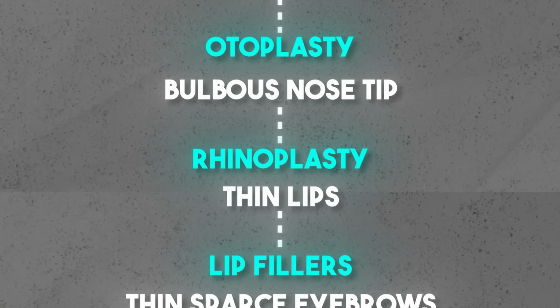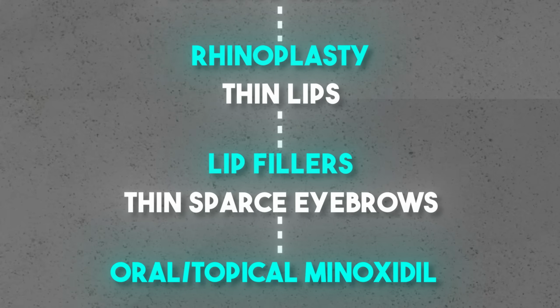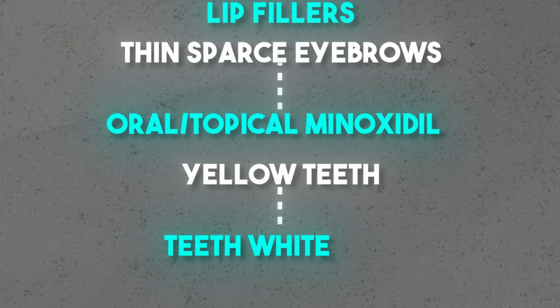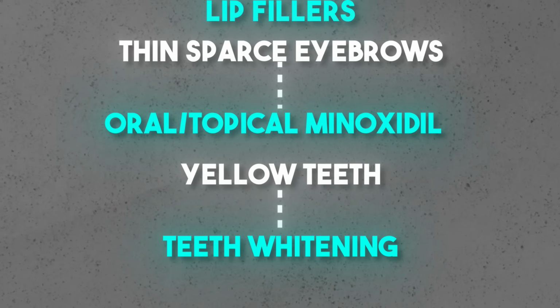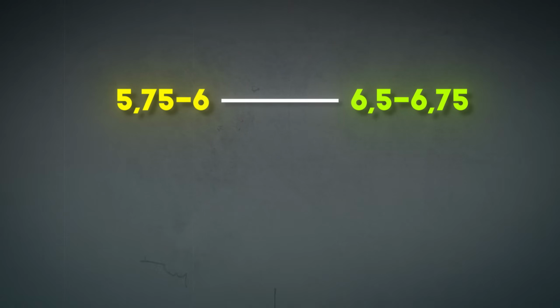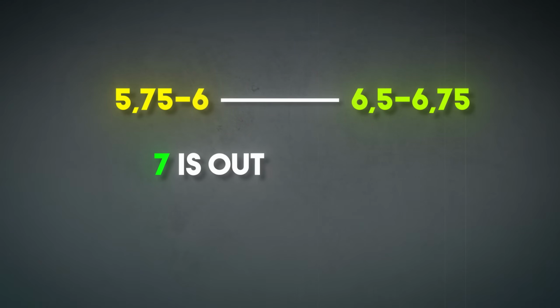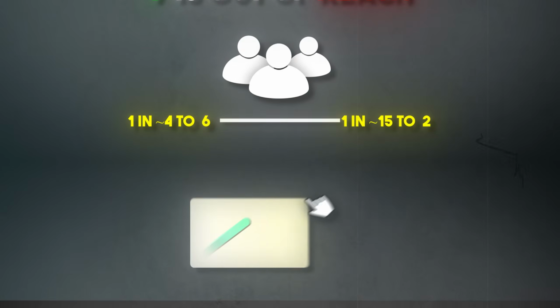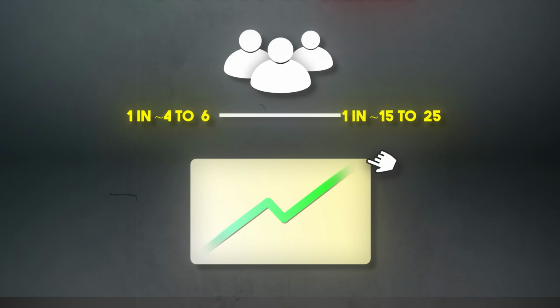For his thin and sparse eyebrows, he can apply minoxidil or take oral minoxidil and then dye his eyebrows to a darker shade. For yellow teeth, he can get teeth whitening or veneers. After doing all this, Tom could realistically get up to 6.5 to 6.75. I think personally 7 is out of reach for Tom, but with that being said, this improvement would make his rarity go a lot higher and it could help him land better movie roles.